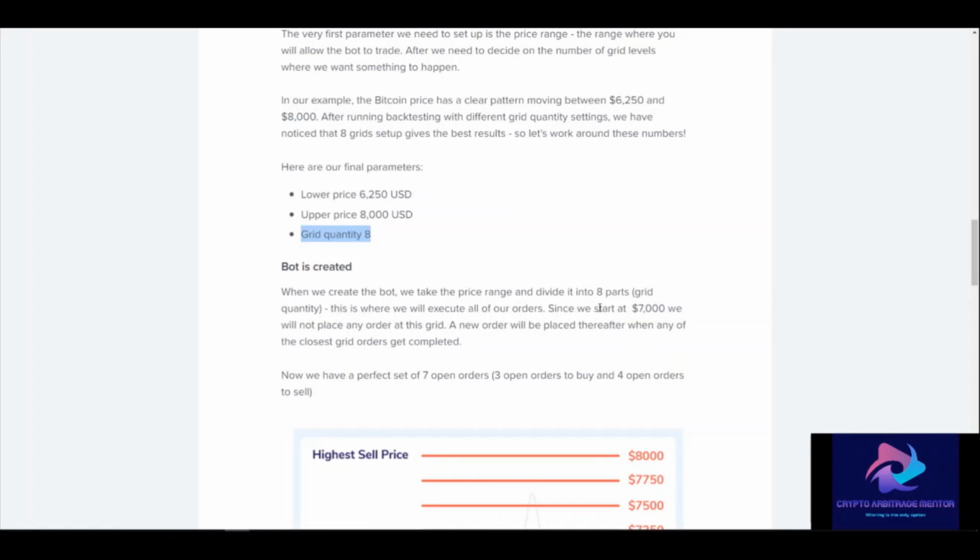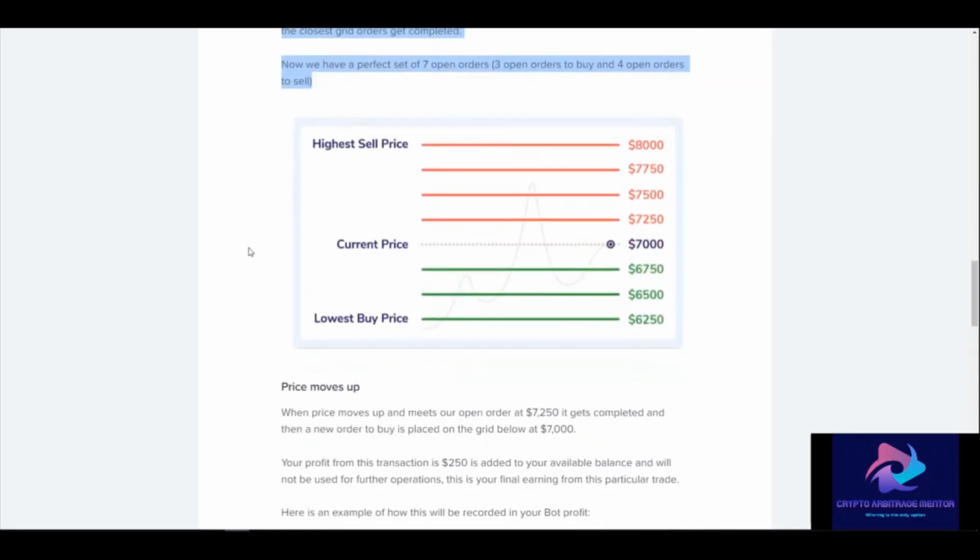And so we start at 7,000. We are not placing any order at this grid. Any order will be placed thereafter when any of the closest grids' orders get completed. So this is the sample, 7,000, and all these are buy orders, and all of these are selling orders. 1, 2, 3, 4, 5, 6, 7, 8 are the grids.